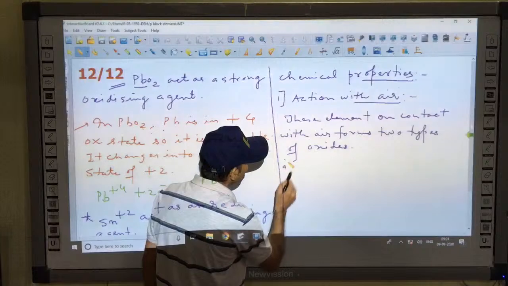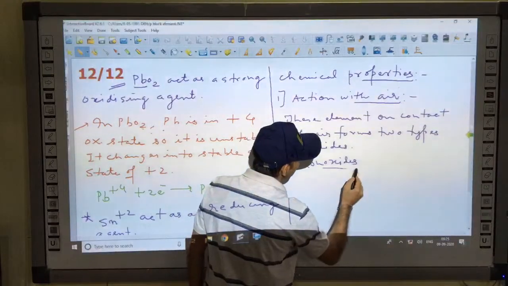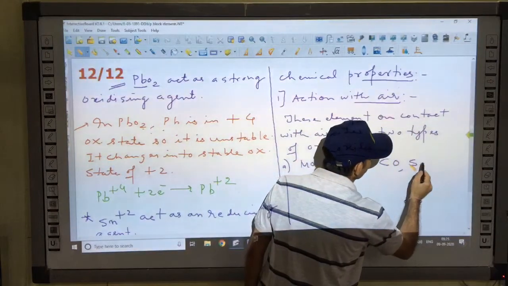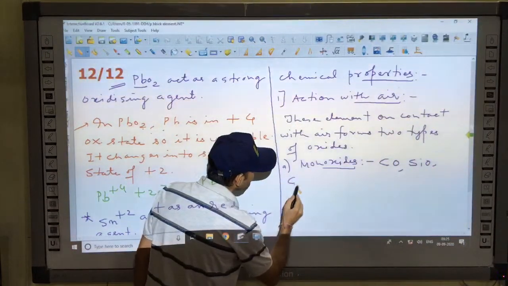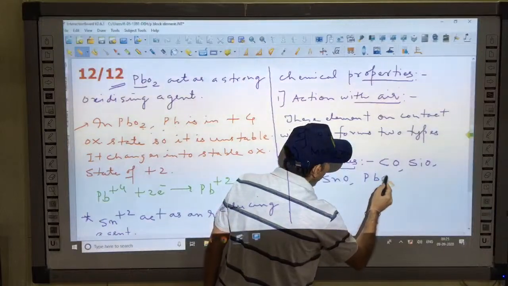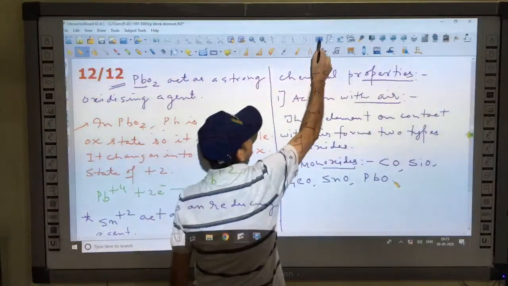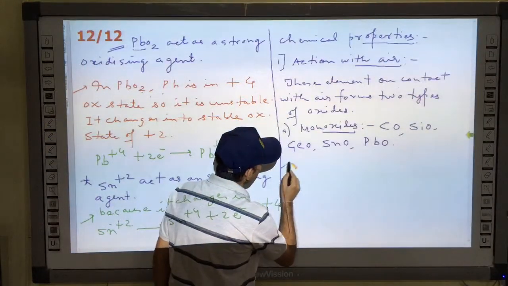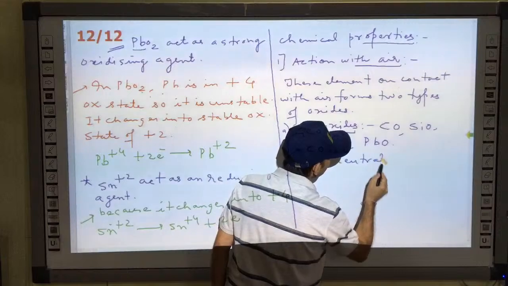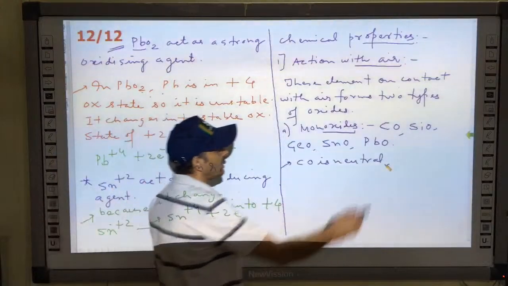Number one is monooxides. Now you are familiar with this term, monooxides. Monooxide means CO, carbon monoxide, silicon monoxide, germanium monoxide, tin monoxide and lead monoxide. Okay, so they are forming monooxides. In these monooxides, CO is neutral. This CO, carbon monoxide, is neutral. It is neither acidic nor basic.